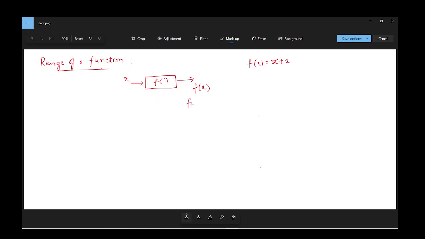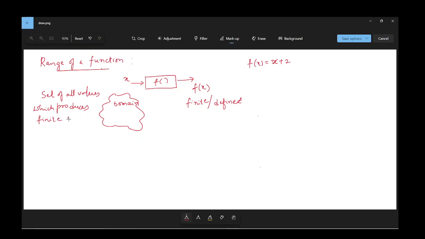Any value of x which produces a finite or defined output comes under the domain. So in fact, the domain is the set of all values which produce finite outputs.